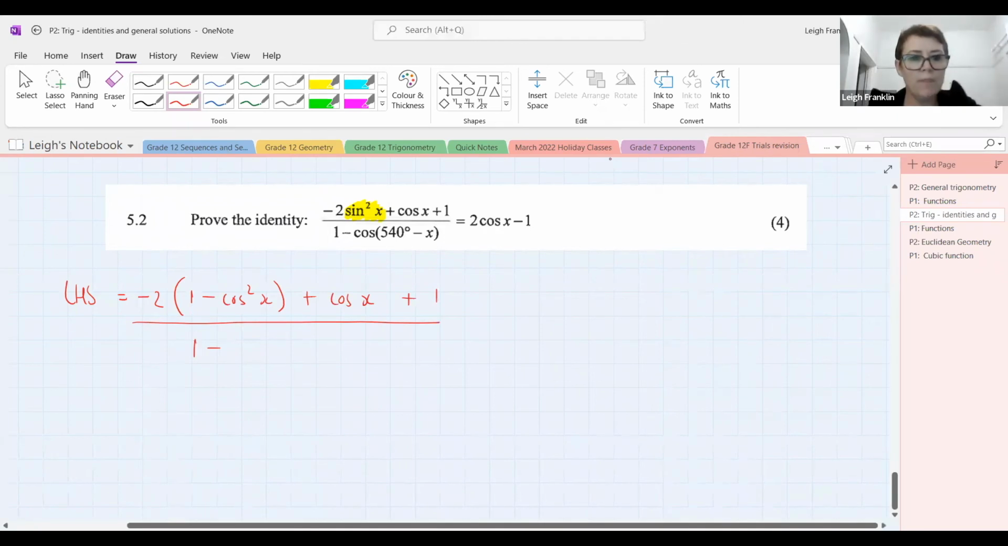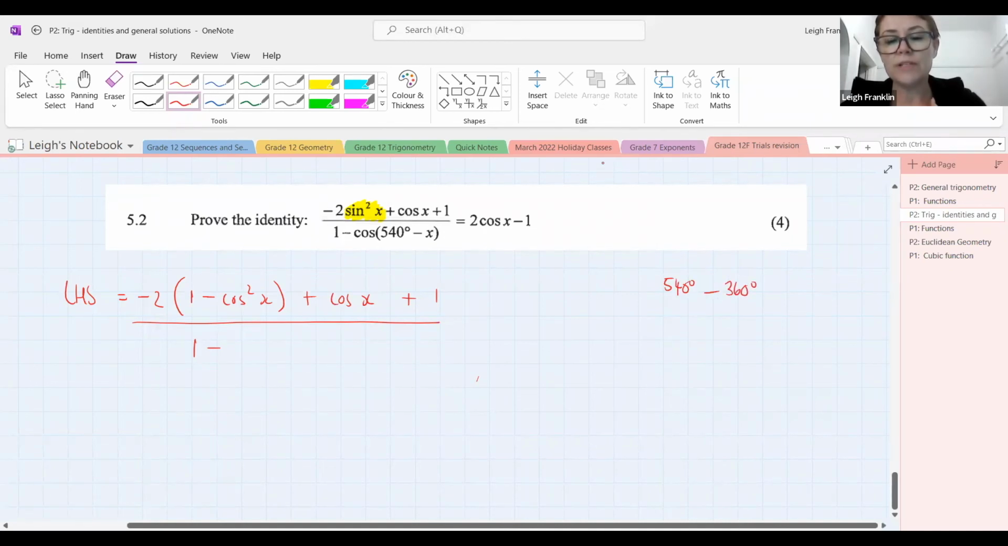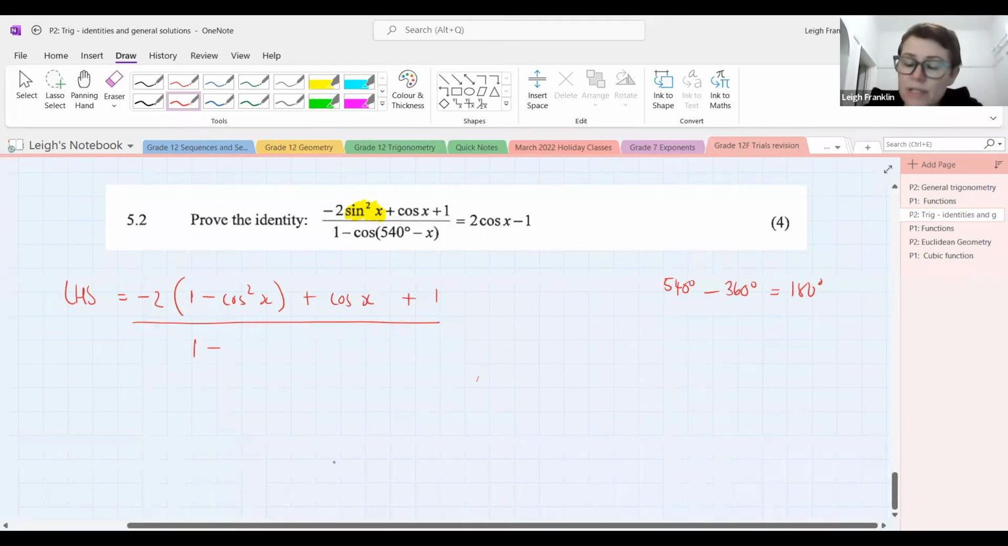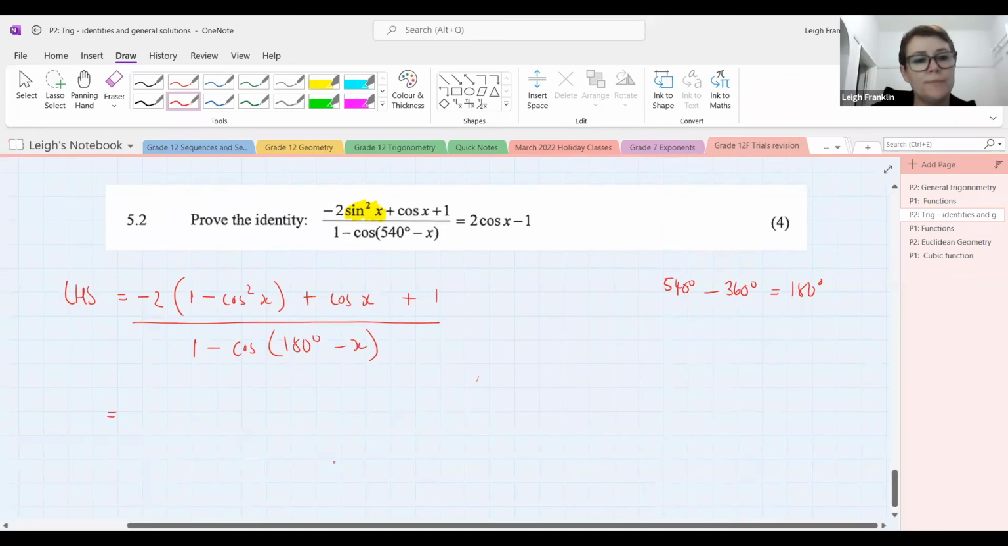Then at the bottom, we've got 1 minus cos 540 minus x. So what did you do with that 540? Okay, so you subtracted 360. All right, lovely. If we take 540 and we take away 360, that leaves us with 180. We're allowed to subtract 360 or multiples of 360, and we're allowed to add 360 and multiples of 360. So I quite agree. Here we would have ended up with cos 180 minus x. So now we've got a reduction formula involved as well.